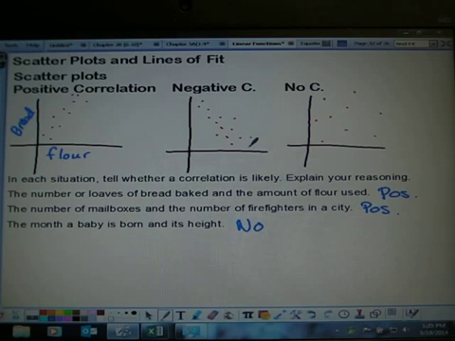It's not based on the month that you're born. So a kid born in January could be this tall, and a kid born in December could be this tall or this tall. January, it could be anywhere. So that's why it's a no correlation.